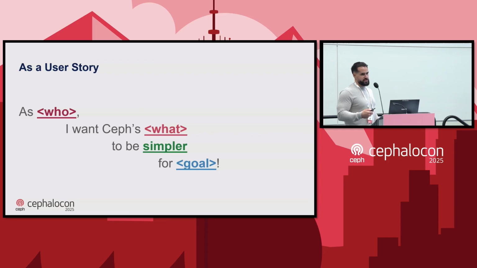If we try to rephrase that in a user story style, the first thing we need to look for is who is the beneficiary of that simple thing, the attribute, and what's the purpose of that. And what specific part in Ceph do we want to make simple or simpler?